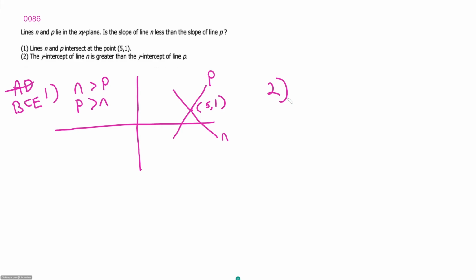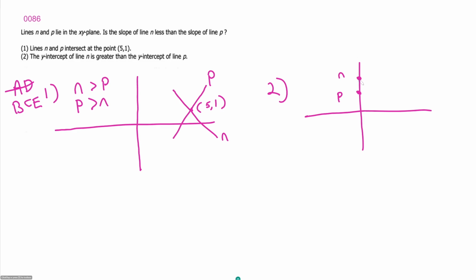Statement 2: the y-intercept of line N is greater than the y-intercept of line P. So again, if we draw a coordinate plane, we don't know anything other than N's y-intercept is higher up on the y-axis than P's. And so this is still going to be insufficient because we can just do the same thing we did before. This does not tell us anything about our slopes.